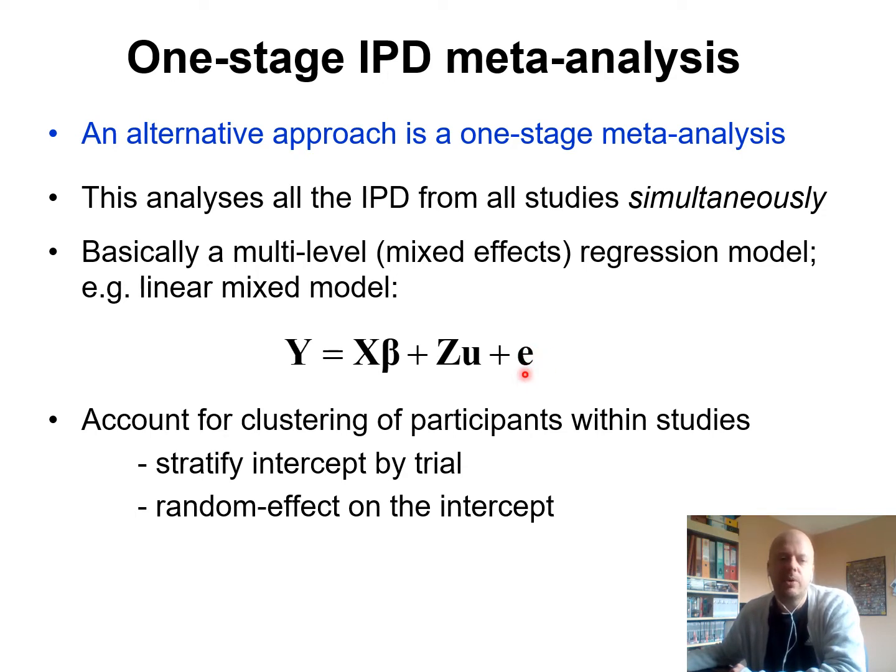So in a one-stage model, this gives us our summary results, the betas, in a single stage. So many statisticians, by default, might think this is a better thing to do.